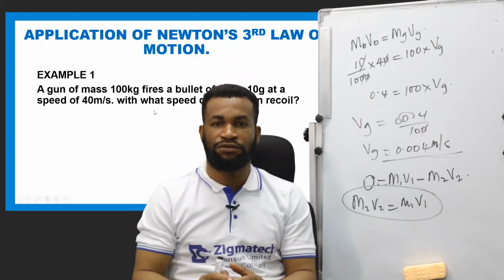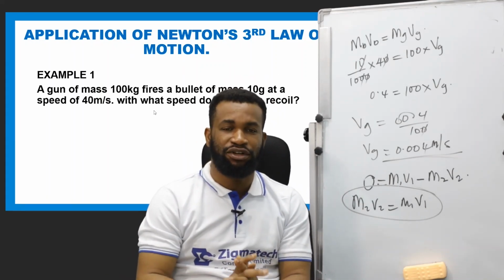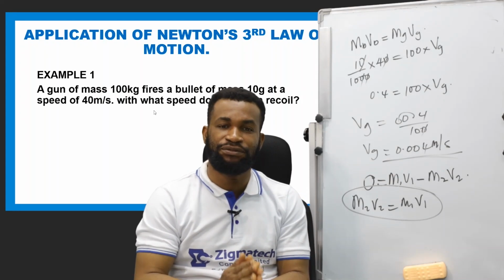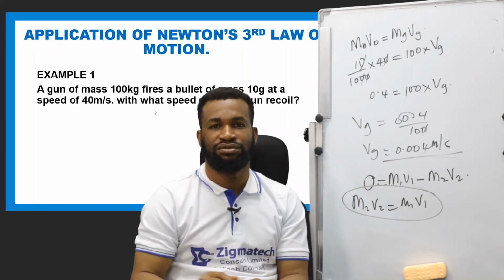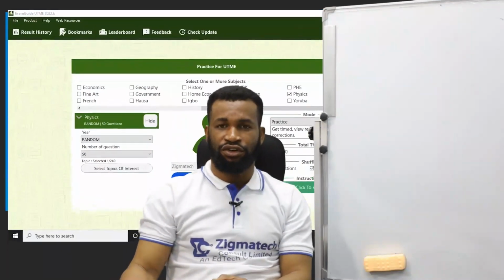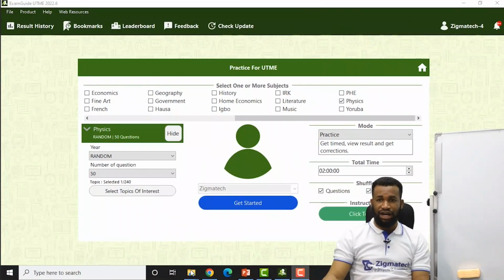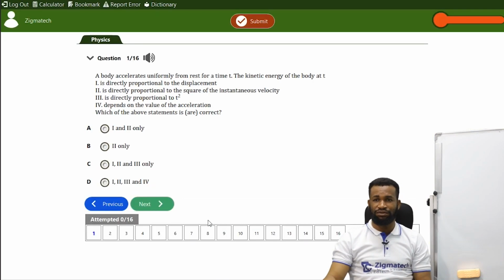Thank you. We have come to the end of this lesson, but remember, before we go, we have to take a few exercises from Examguide app. So let's go to it. Okay, so we are in the Examguide app. This is my UTME JAMB app. So let's get started with those questions.